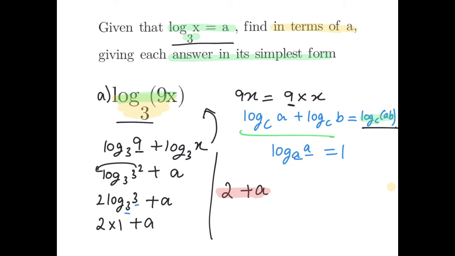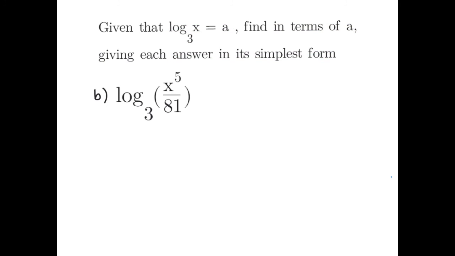Let's try a similar problem. In this question, we're supposed to find the value of this expression in terms of a in its simplest form again. And it is given that log 3x is equal to a. So let's get started. You may have noticed that log c a minus log c b would equal log c of a over b.